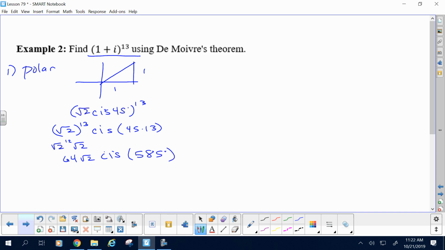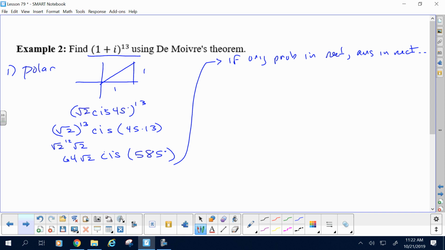Now, we have done the problem technically. We took it to the 13th. The question is, what form do they want? If the original problem is in rectangular, you should probably answer in rectangular. That's common math procedure. Use the form they gave you.